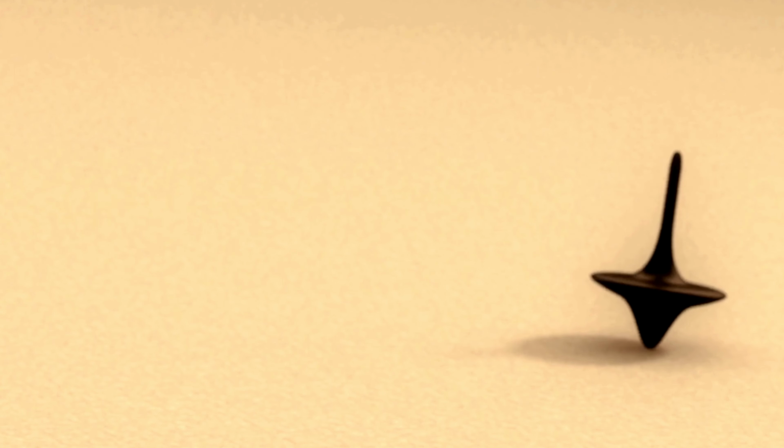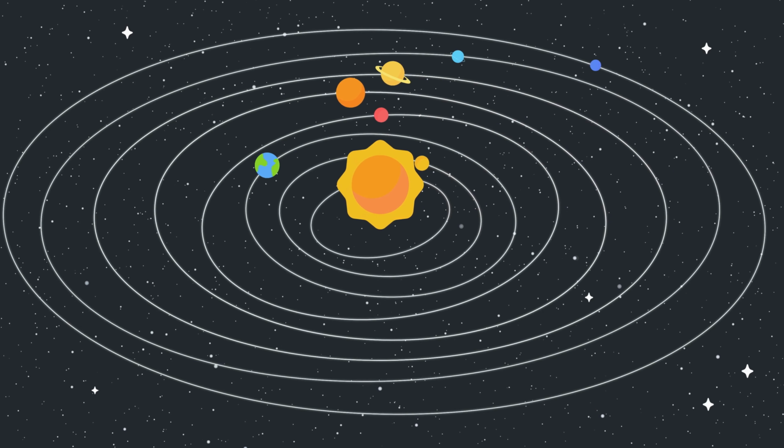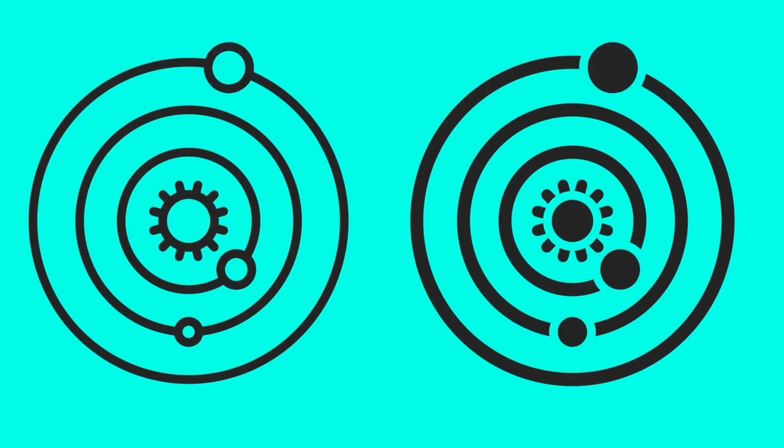Alright, let's dive into one of the most fascinating properties of quarks, called spin. Quarks don't spin like tops or planets orbiting a star. Spin is a particle's built-in internal twist.